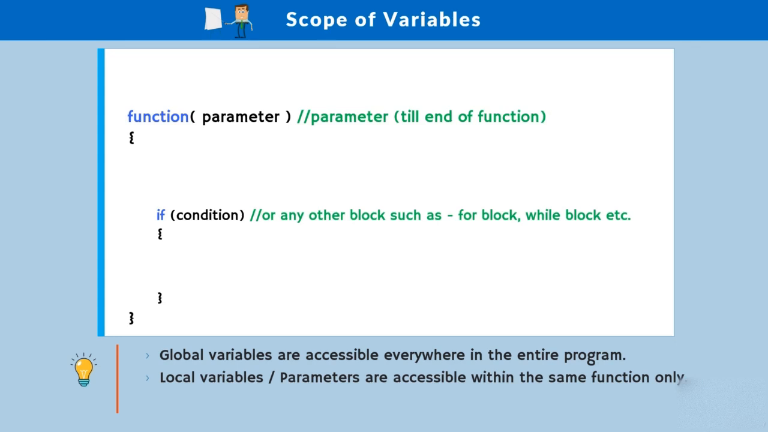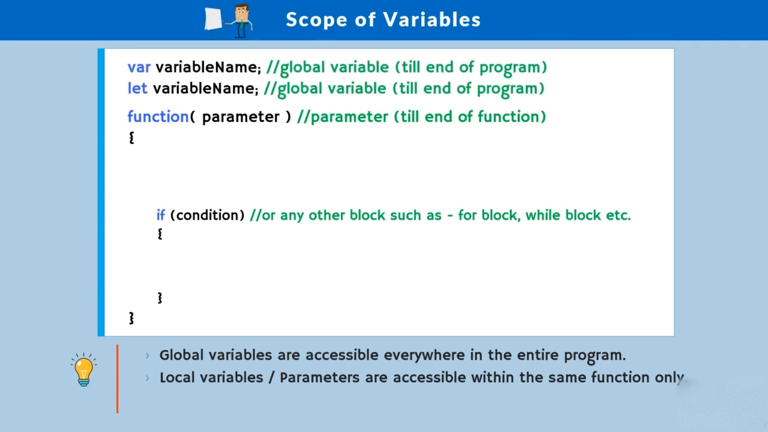The global variables are declared outside the function either with var or let. So, you are writing the var or let keyword outside the function. In both cases, you will get global variables only, which are available till the end of the same program. For example, there is a JavaScript file that contains thousands of lines of program. These global variables are available anywhere within the same file.